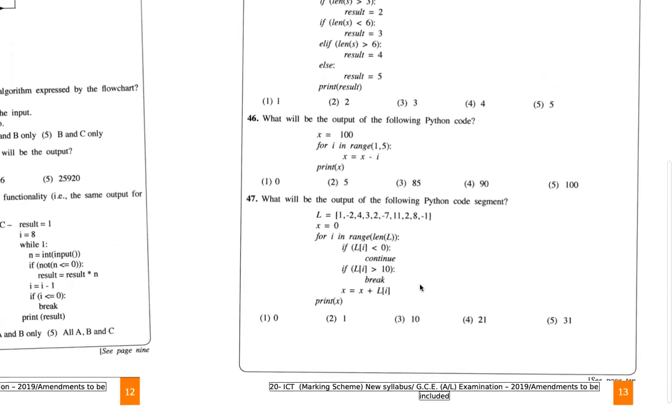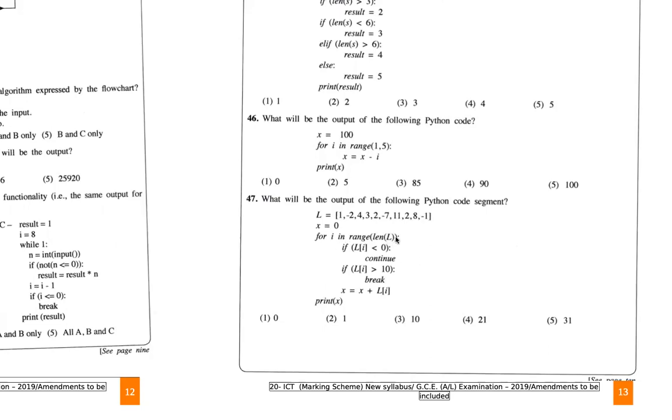47. What will be the output of the following Python code? Lot of Python questions. You can see how many Python questions. If you give up Python, that is the end. So it's a very important thing. So learning Python is very important. Right. What will be the output of the following code segment? Python code segment.